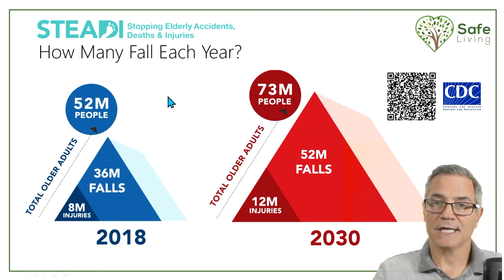What Steady's predicting, based on the CDC statistics, is this: we know that in 2018, there were 52 million adults over the age of 65. By 2030, we're going to see 73 million. Based on those statistics, they're showing 36 million falls per year for people over the age of 65, with 8 million injuries, growing to 52 million falls and 12 million injuries in the future.